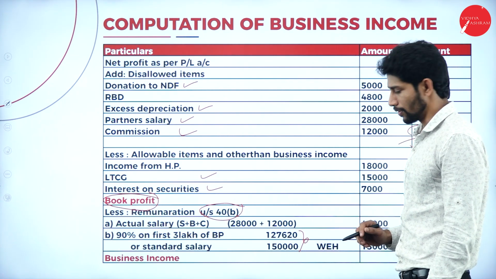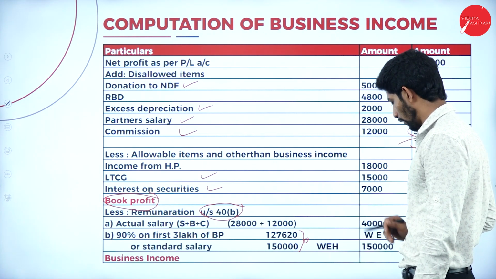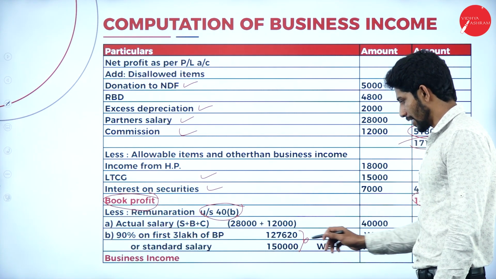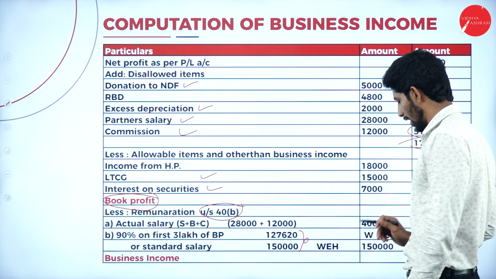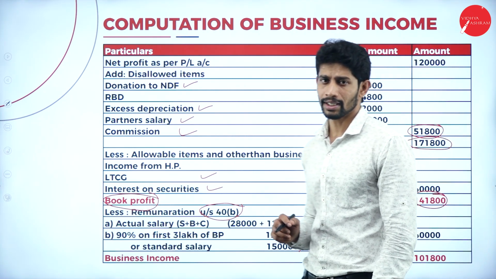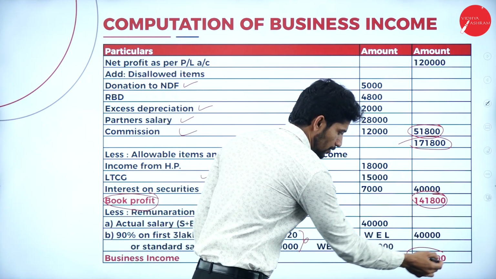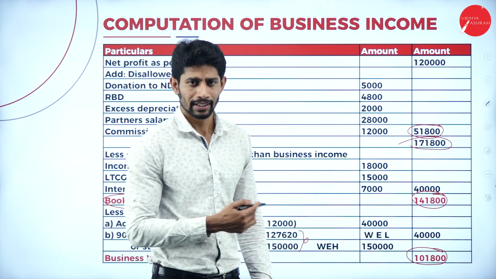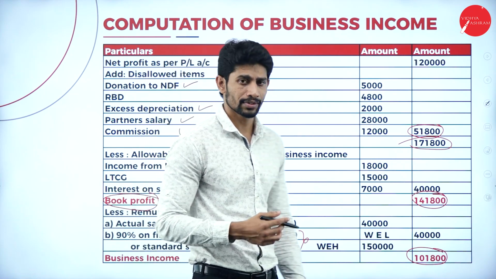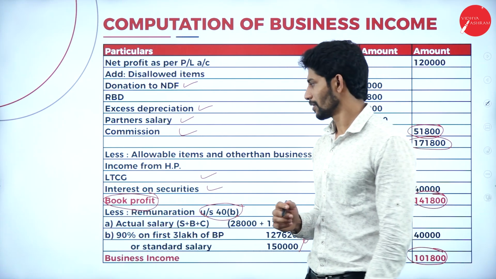Now compare it with the actual salary. The actual salary is 40,000 and the standard salary we got is 1,50,000. In these two, whichever is low, that is rupees 40,000. Deduct that 40,000. The balance you will get is 1,01,800. That is called business income under partnership form.